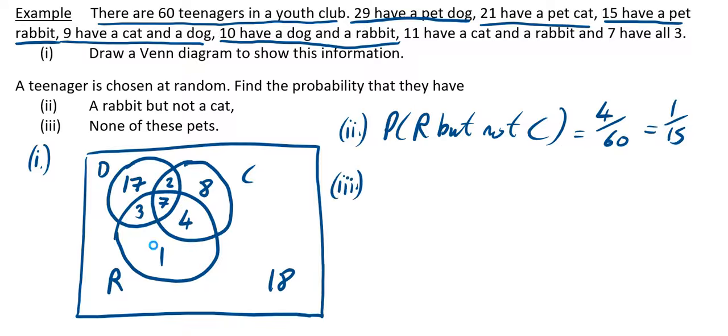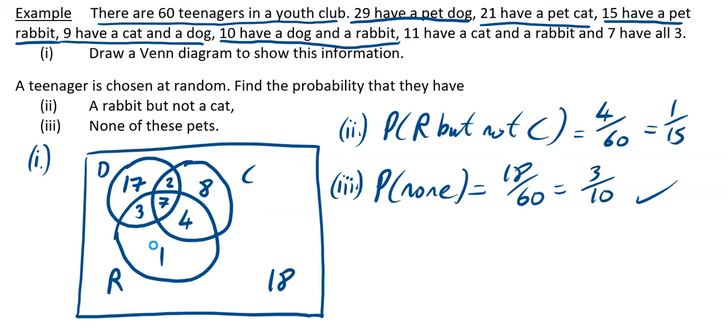Part 3 says find the probability that somebody has none of these pets. So probability none, and that was this out here, this 18. So it's just going to be 18 out of 60. Top and bottom divide by 6 to give you 3 over 10, and again that is us done.